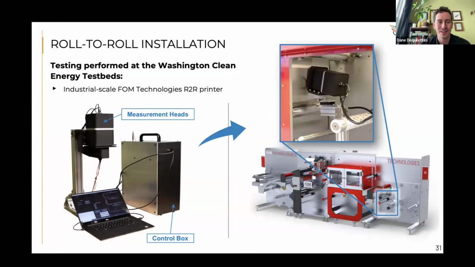Okay. So that's our benchtop tool. And I'll talk a little bit more about what that's enabled, not only for research projects that we've been collaborating on, but for other research groups. We've also developed a roll-to-roll tool. And this is just an example of it being installed at the Washington Clean Energy Test Beds, an industrial scale FOAM technology roll-to-roll printer.